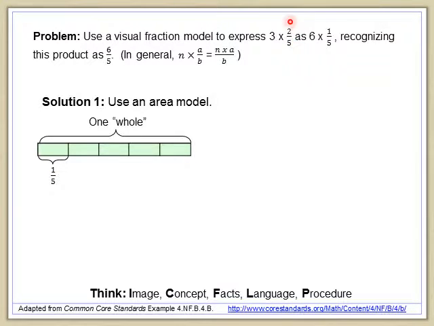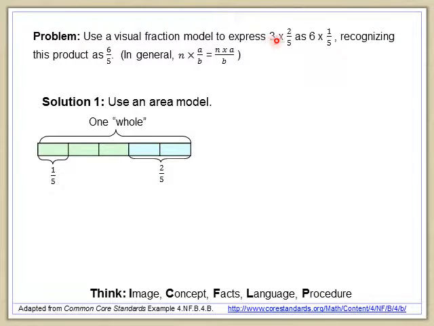Well, what we're interested in is this number 2/5 to begin with, and so if this represents 1/5, then 2/5 would be represented by 2 of these smaller blocks, or this blue shaded region. This represents 2/5 of that whole.